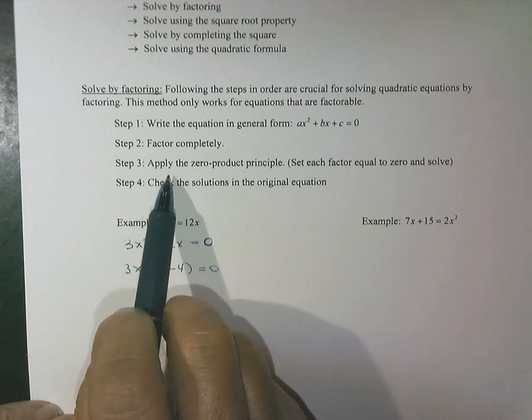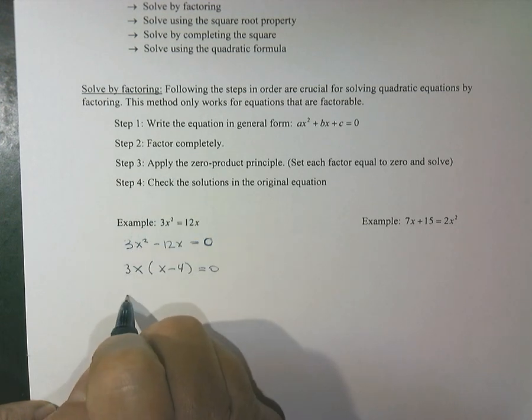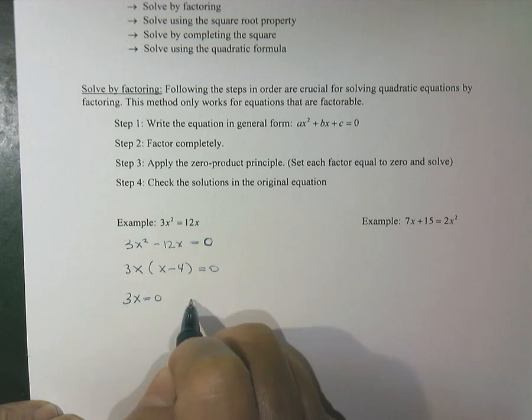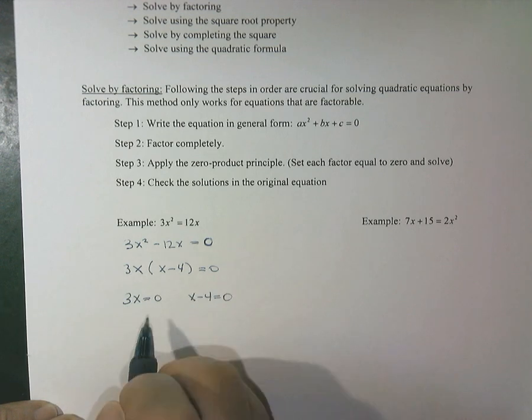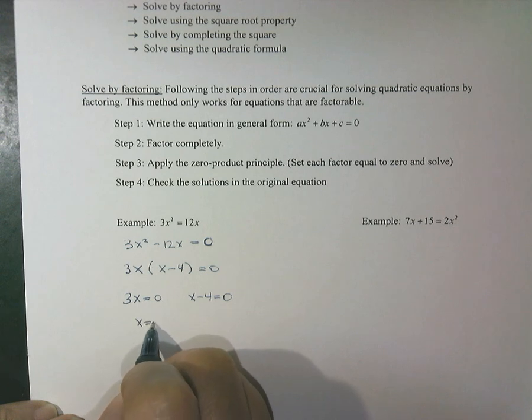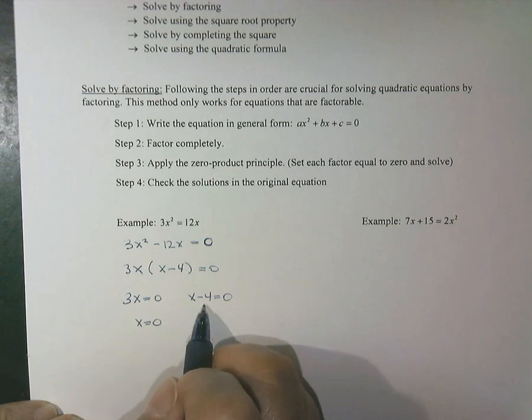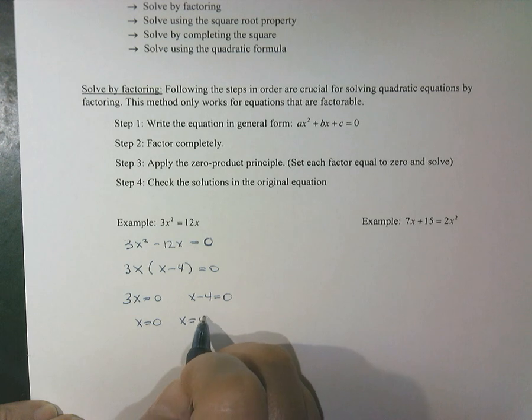This is when I now use the zero product principle, which means I'm just going to set each factor equal to 0. If 3x equals 0, then x has to equal 0. If x minus 4 equals 0, then x has to equal 4.